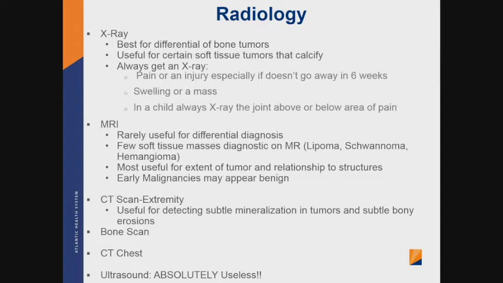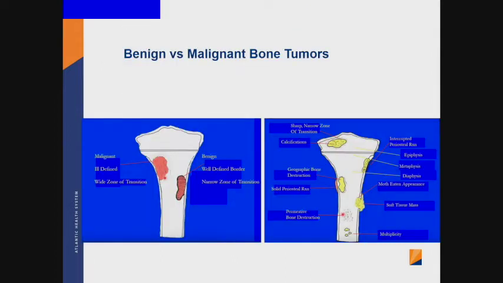First place that sarcomas go are CT to the lungs, so CT to the chest is very important. Now, one thing that I wanted to get across is that ultrasound is absolutely useless in evaluating masses. It may be able to tell you if a mass is there or not, if a patient's complaining of a mass and it's not palpable, but it's absolutely useless in the differential diagnosis, and I would never suggest using that.